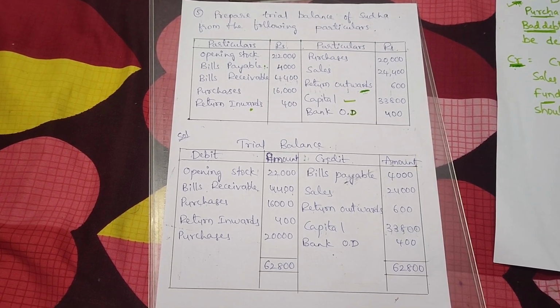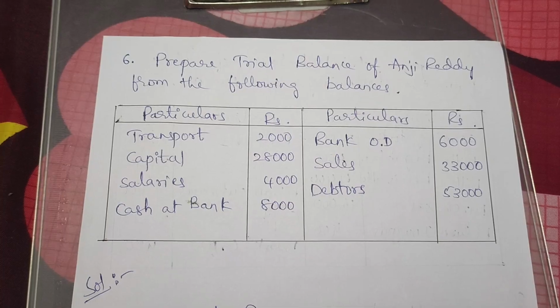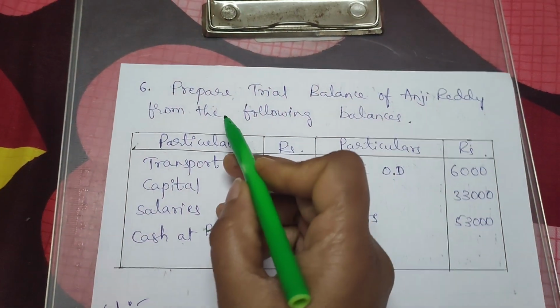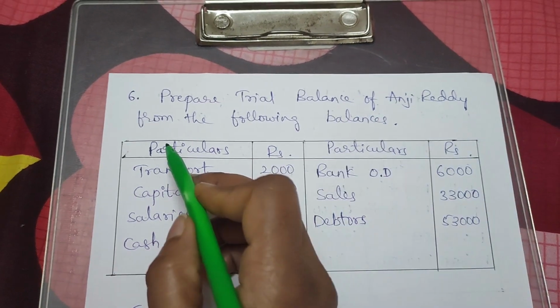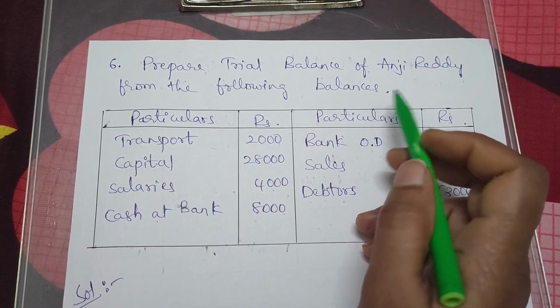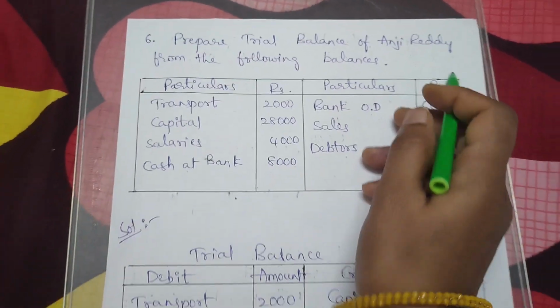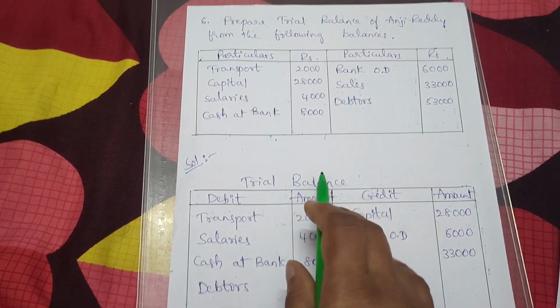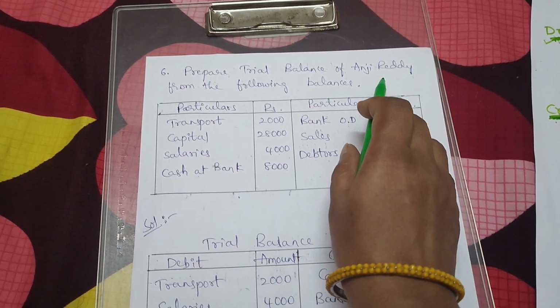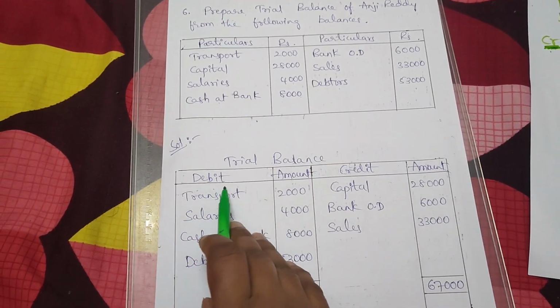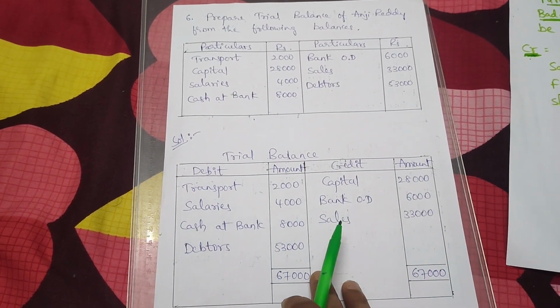So let us discuss the next question now. Yeah, this is the next question, students. Sixth one. Prepare trial balance of Anji Reddy from the following balances. We have to prepare trial balance of Anji Reddy. So we should keep columns ready. Trial balance I have written on the top. Since date is not mentioned in the question, I am not writing date here.